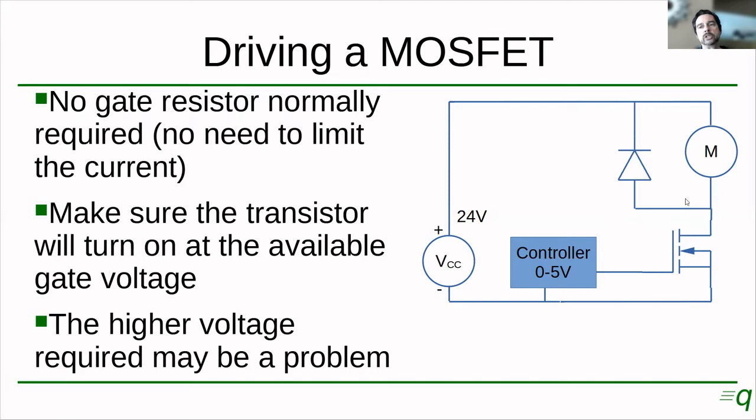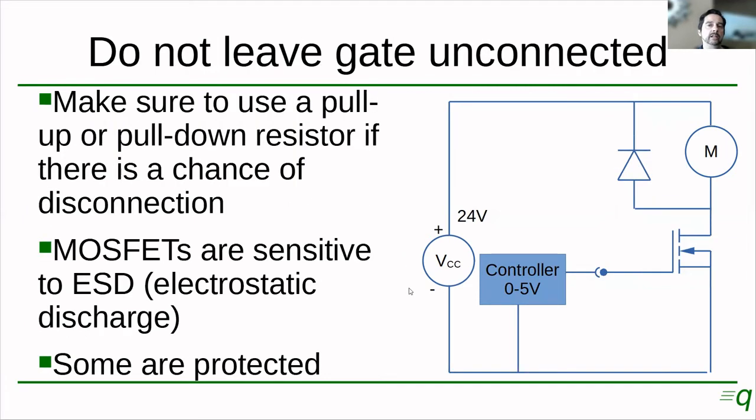As usual, when switching an inductive load, we want to have this diode here in parallel to make sure it will provide a path for the current to flow when the transistor turns off quickly. Now, a couple of precautions that you have to have with MOSFETs. One is to not leave the gate unconnected, okay? And why is that?